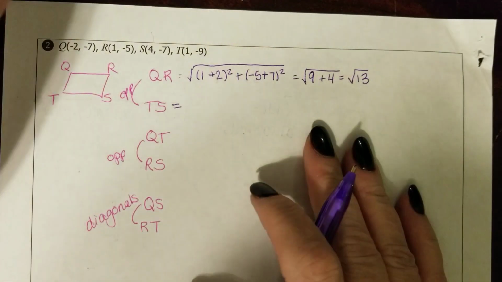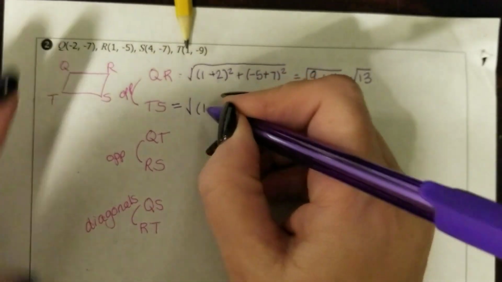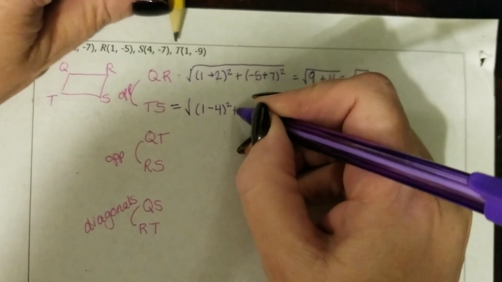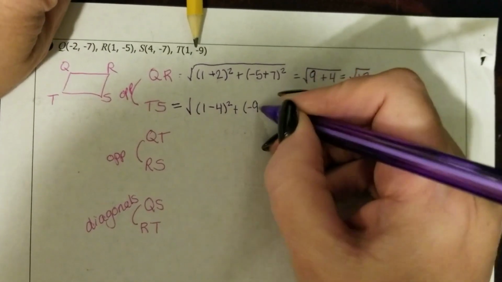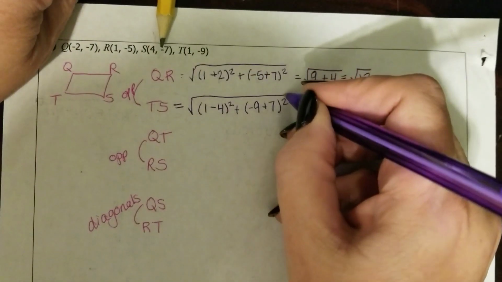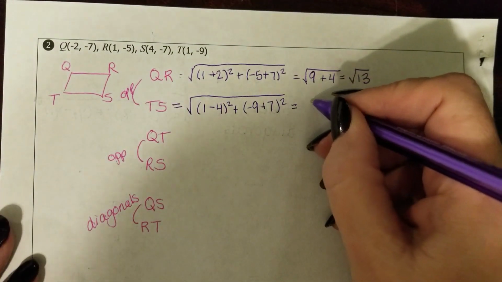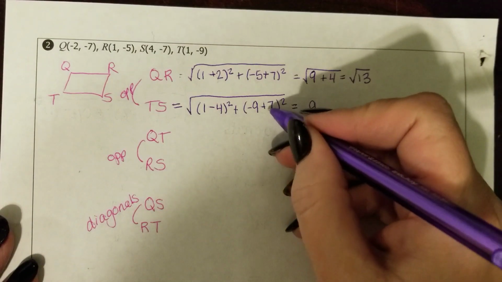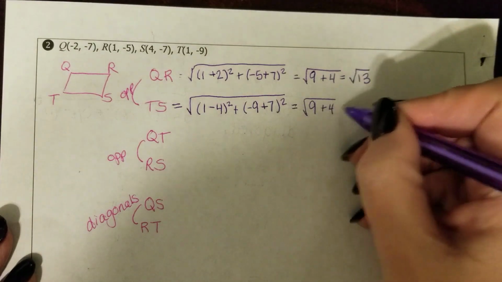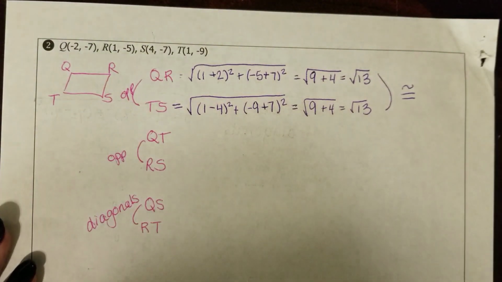Let's look at TS. So we're going to take the square root of 1 minus 4 squared plus -9 minus -7 squared. 1 minus 4 is -3, and -3 squared is 9. -9 plus 7 is -2. -2 squared is 4. So we have the square root of 13 as well. So these opposite sides are congruent.